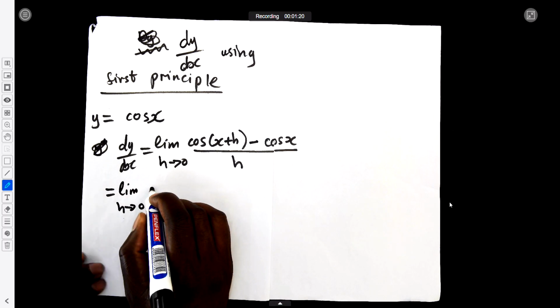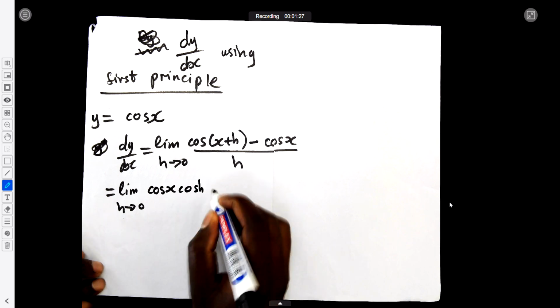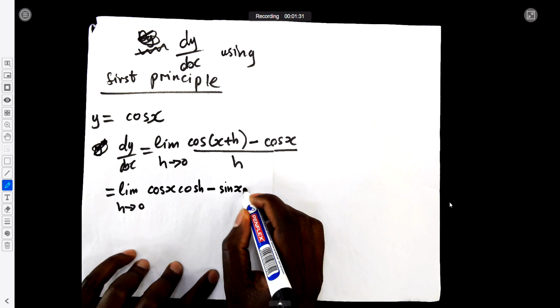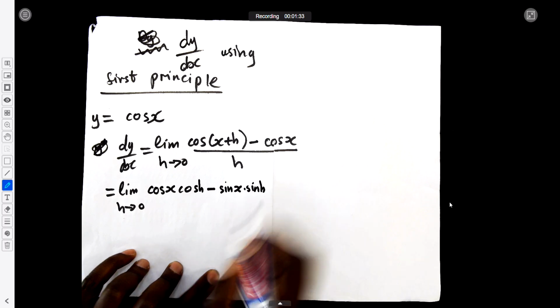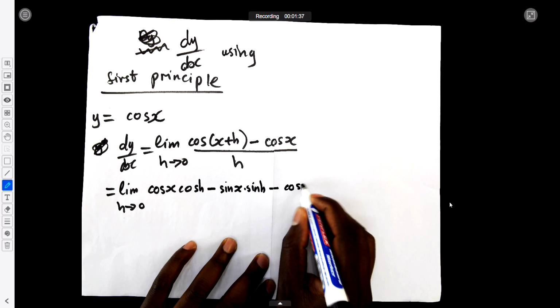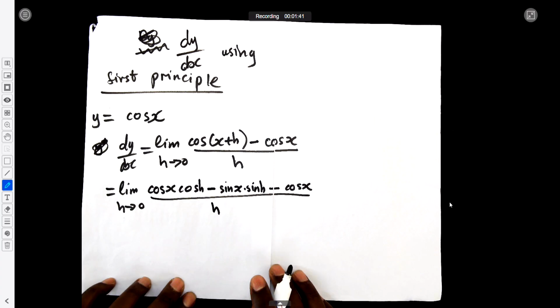So we know that according to compound angles, we'll have cosine x and then cosine h, therefore minus sine x multiplied by sine h. Therefore, we still have minus cosine x, all divided by h.